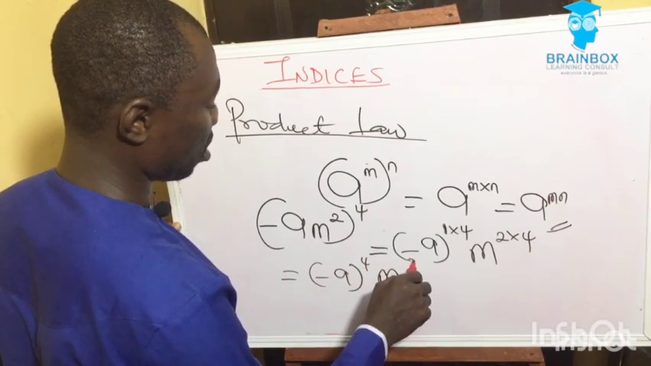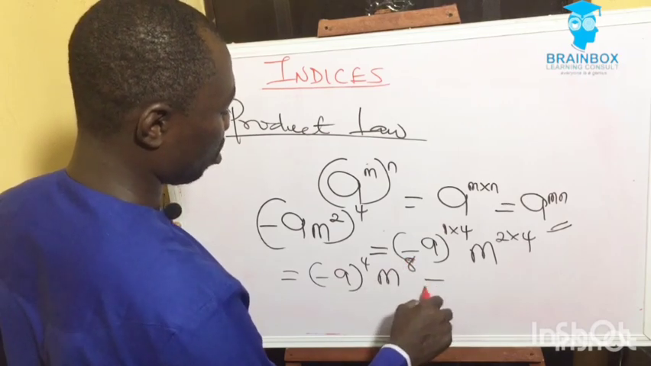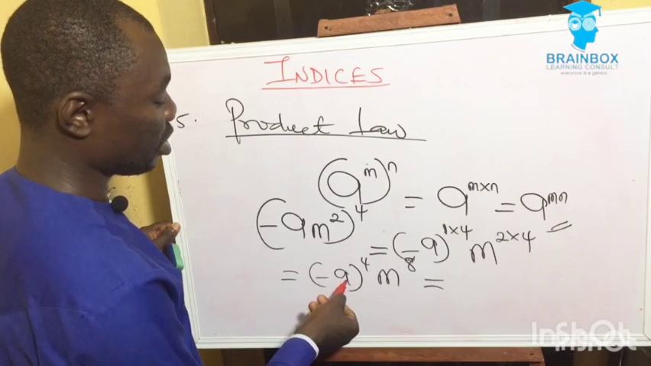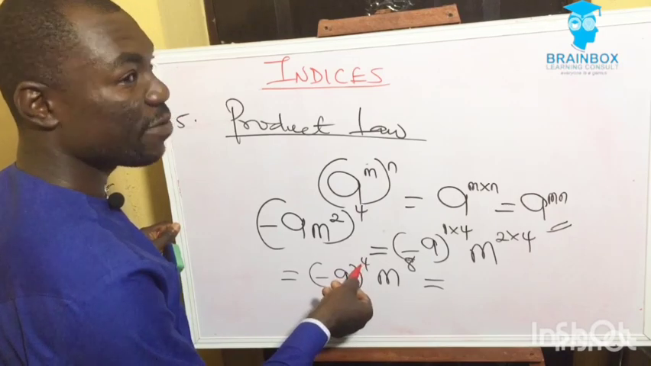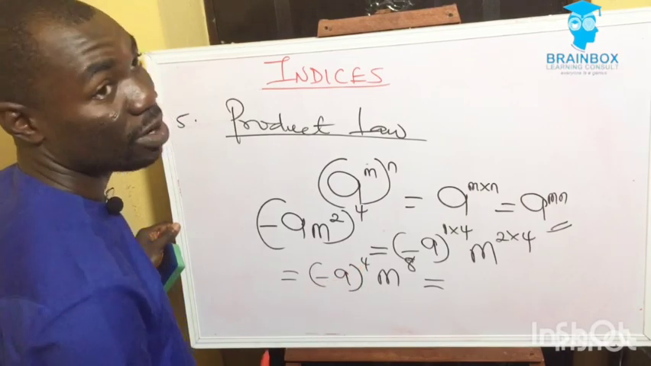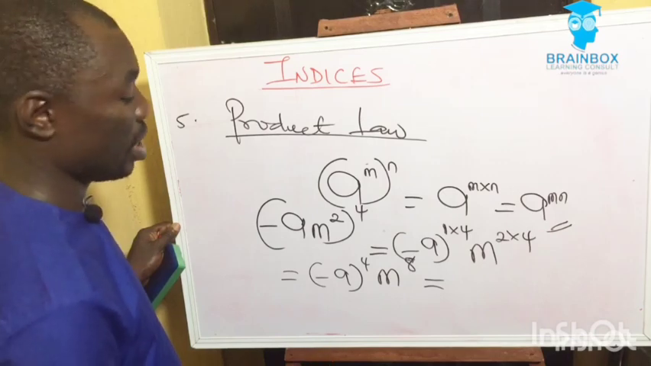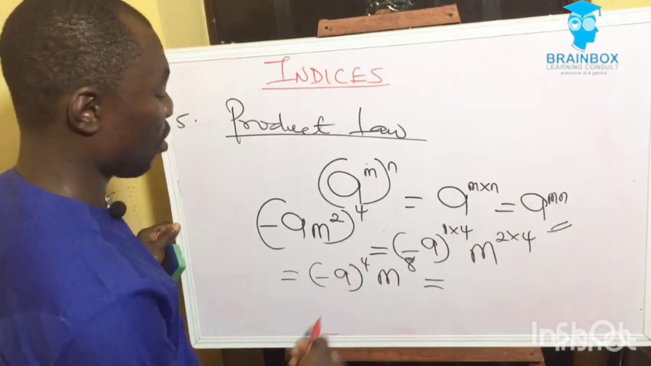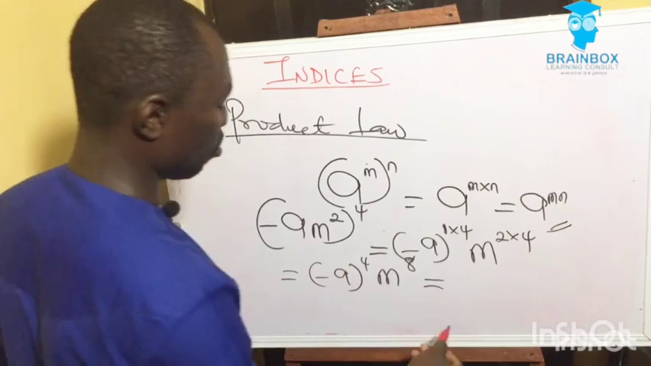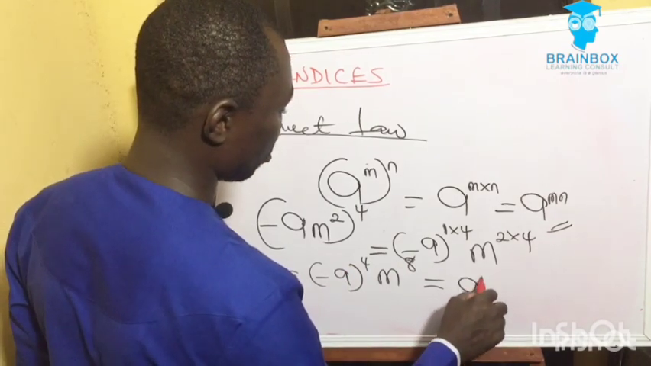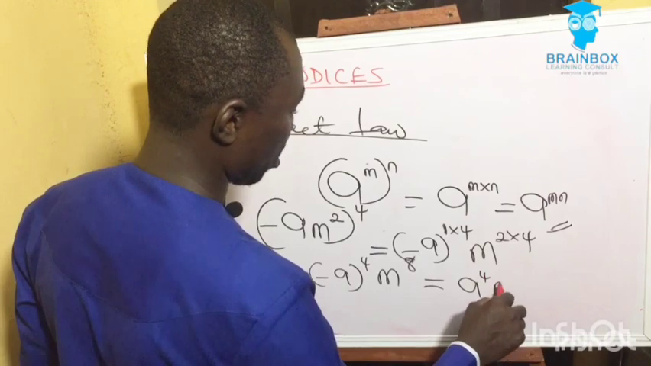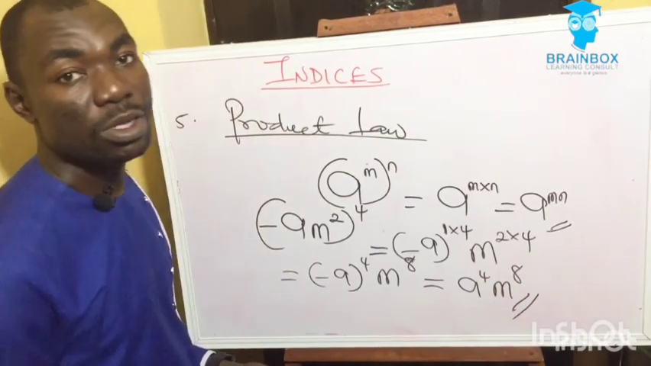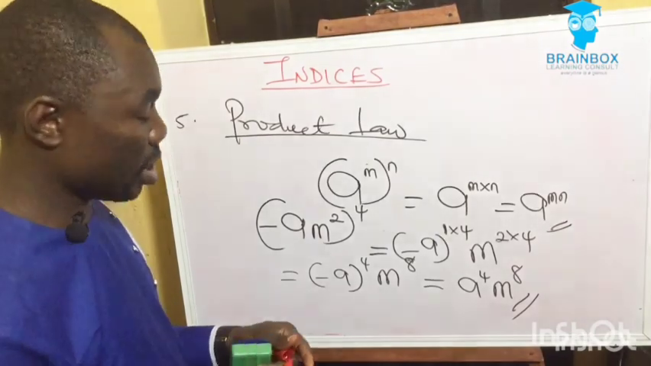Because when a negative value is raised to an even power, that negative sign automatically disappears, except when it is raised to an odd power. But this is an even power, so what we'll be having there is a raised to the power of 4, m raised to the power of 8. So you can see that.